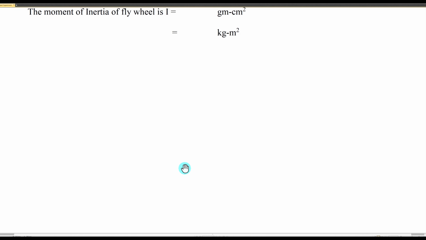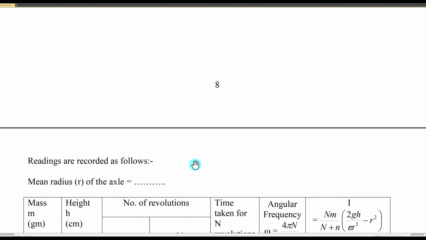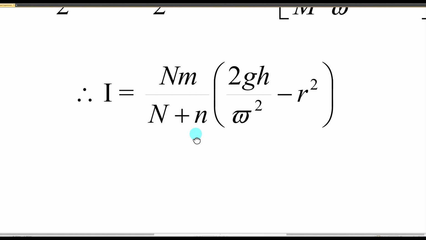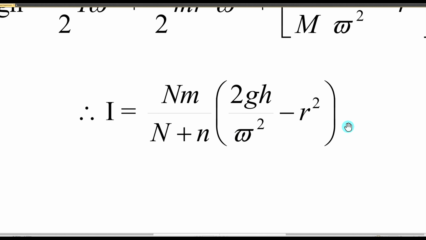And once that is over, and I think that is over, you all bring the numbers here and put it into this particular formula. As you can see, m is the mass of the load that you put in. Of course, all numbers should be in SI units.